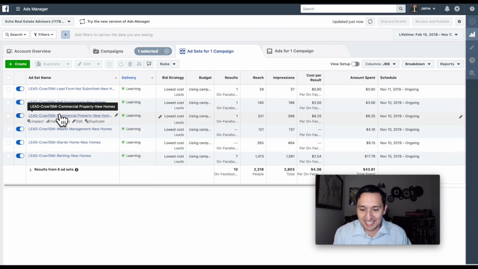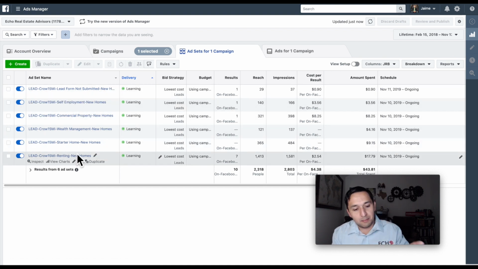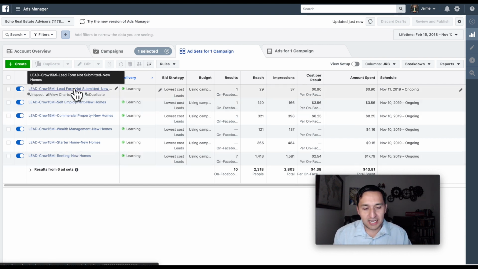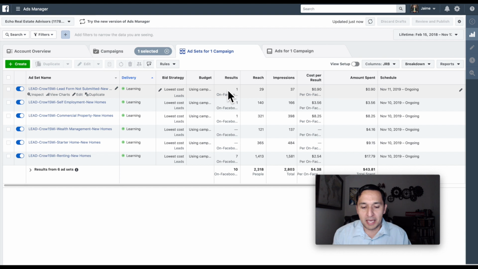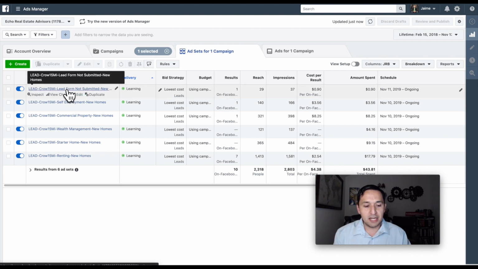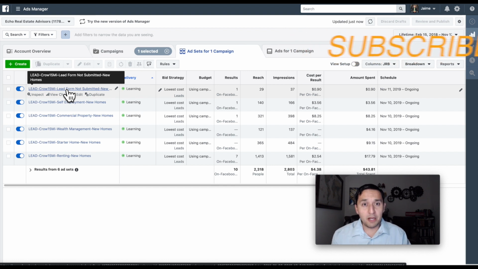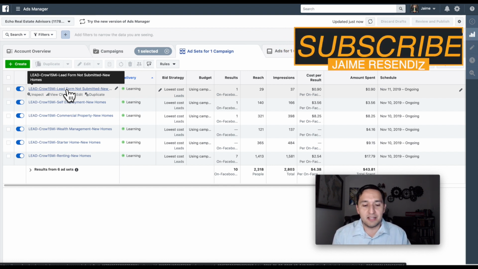The reason I say the least amount is because these are interests that we selected from the very beginning. As a reminder, self-employment, commercial property, wealth management, starter home, and renting were the ad sets that we were targeting. And then we did a retargeting campaign. As you can see, it's already paid dividends. As a reminder, we did the audience of people that have opened our lead form but have not submitted their information.